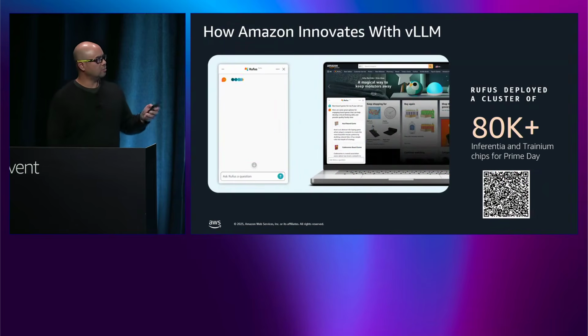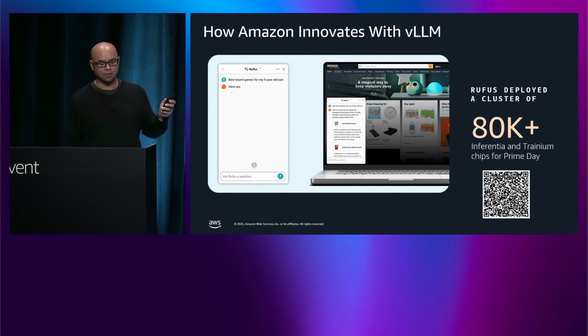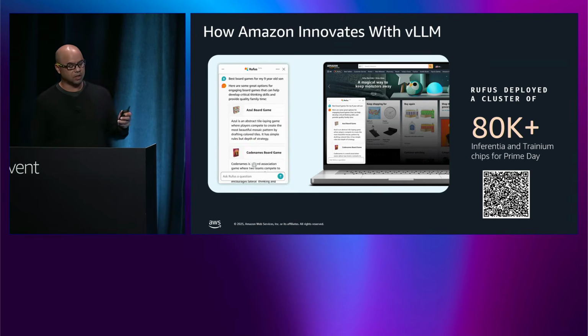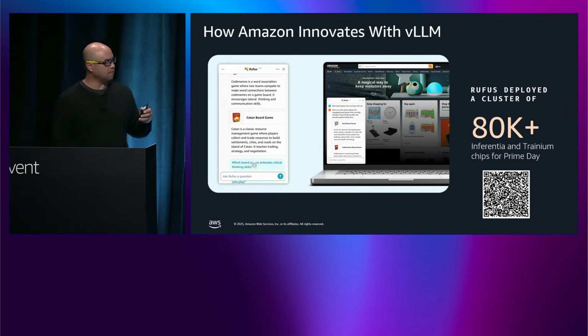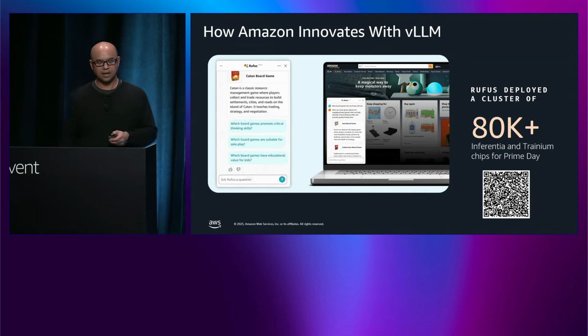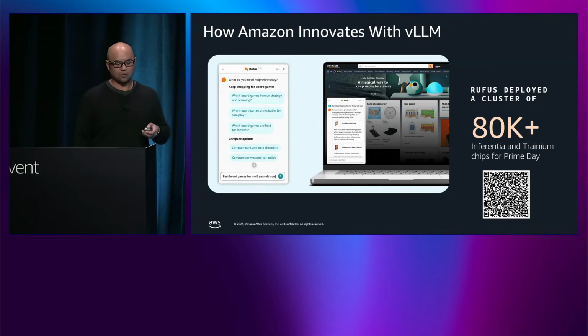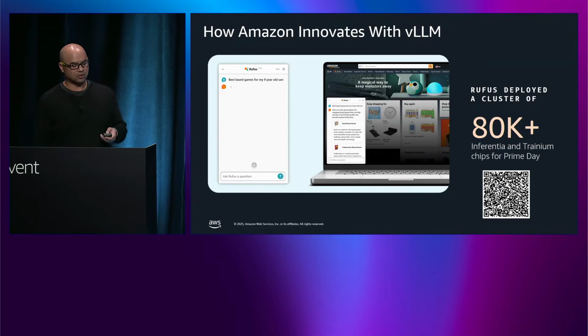And there's a great blog post on how the Amazon team, or the Rufus team more specifically, used vLLM to scale Rufus, the Amazon shopping assistant, to over 80,000 Inferentia and Trainium chips during Prime Day.